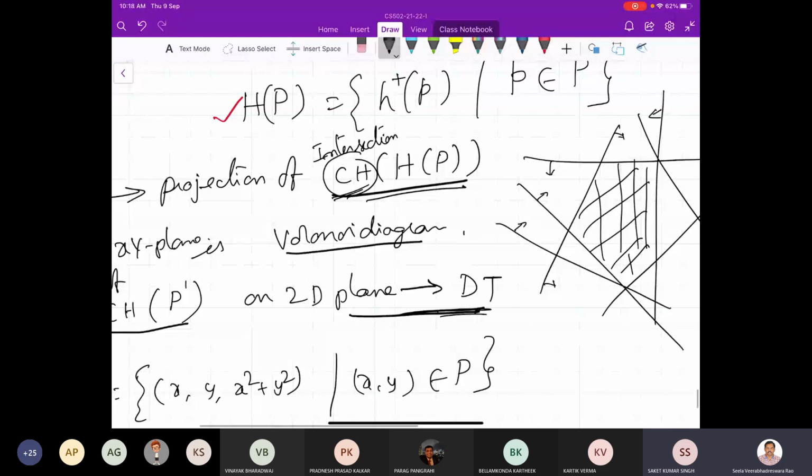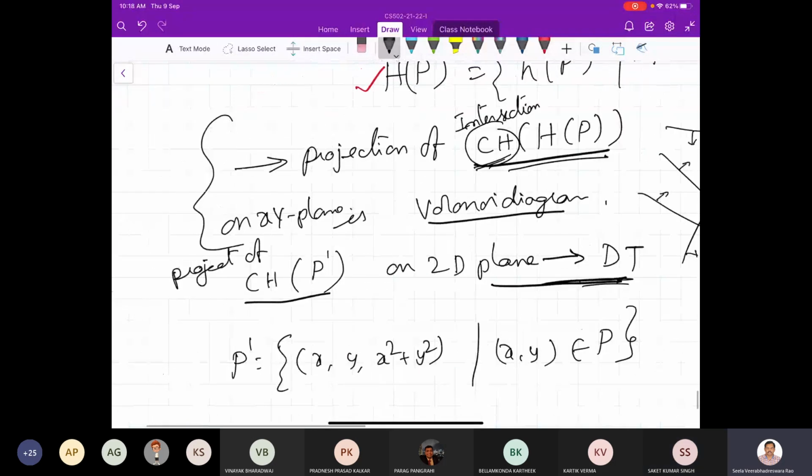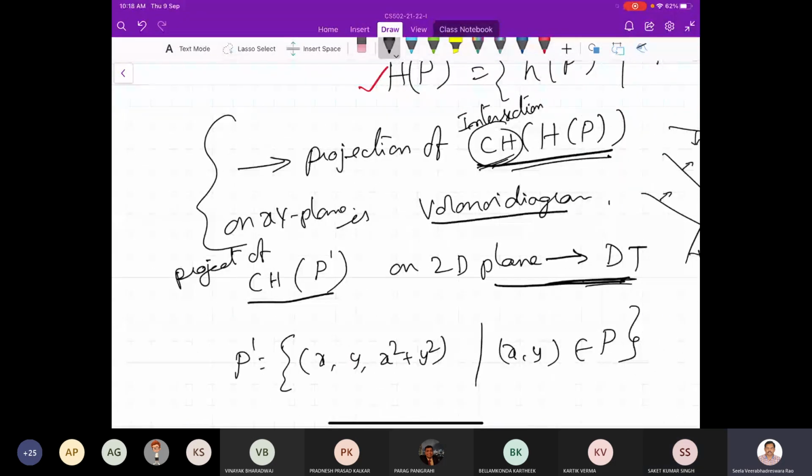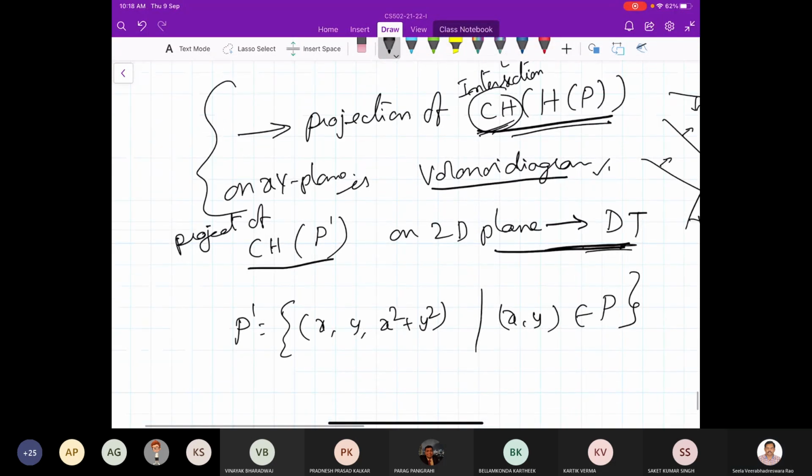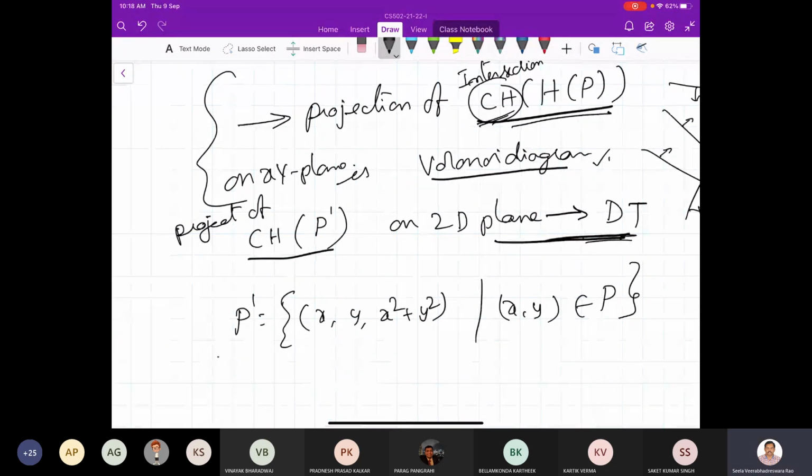So which is a convex region? That is what is projected onto the XY plane, and you will get this Voronoi diagram. And if you take these three-dimensional points and construct the convex hull directly, and project it back onto this plane, you will get a Delaunay triangulation. So this is a nice geometric relation.